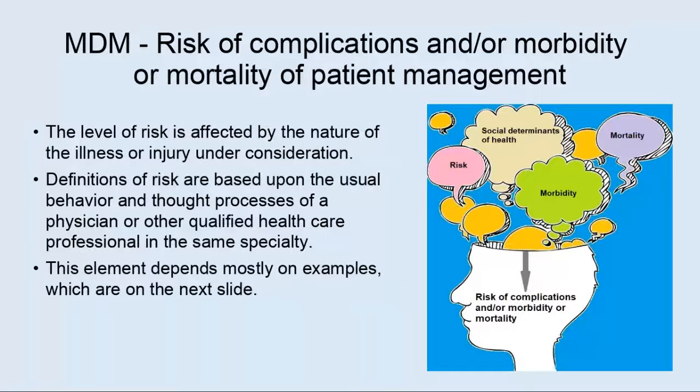The final element of medical decision making is risk of complications, morbidity, mortality arising from management of the patient's condition. So this is from management of the condition, not the condition itself. The level of risk is affected by the nature of the illness or the injury under consideration. The definitions of risk are based upon the usual behavior and thought processes of a physician and not specifically defined like the other ones are. This element depends mostly on examples, which are mentioned on the next page.